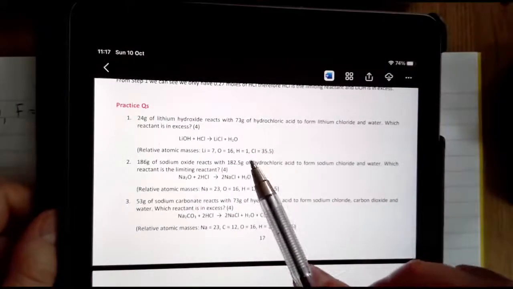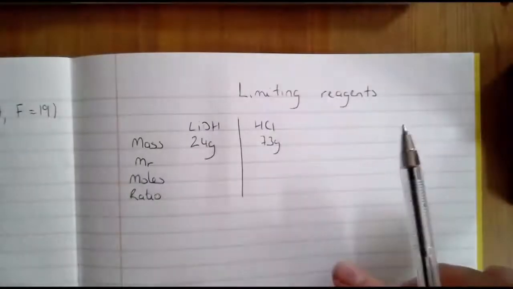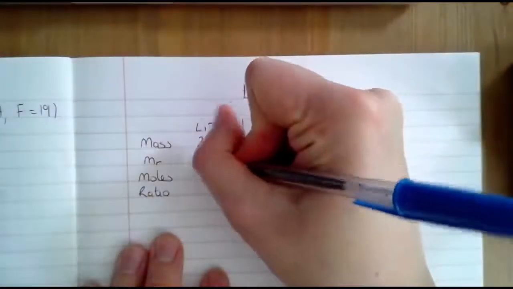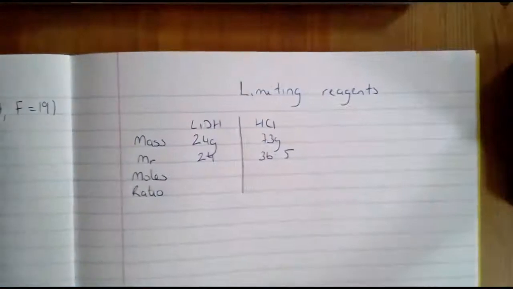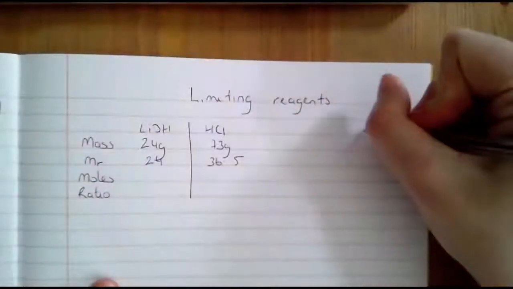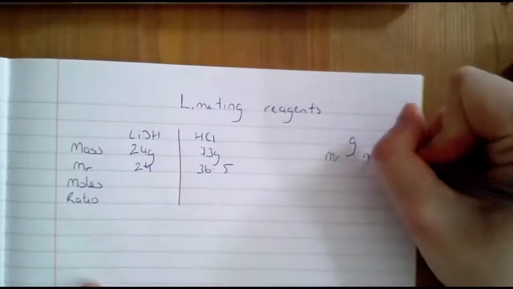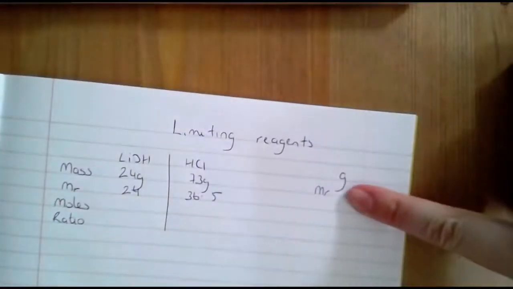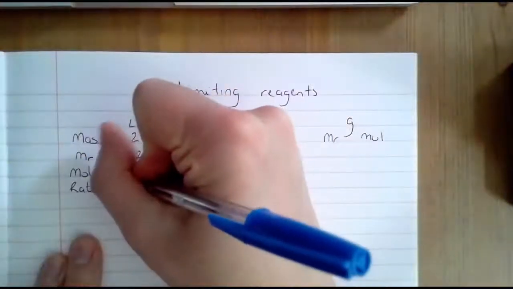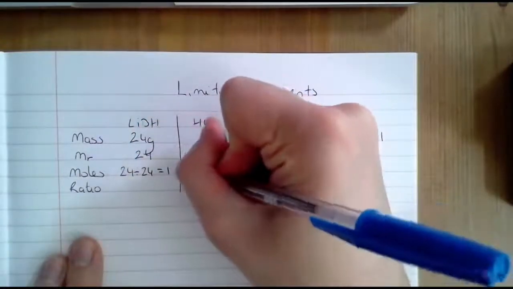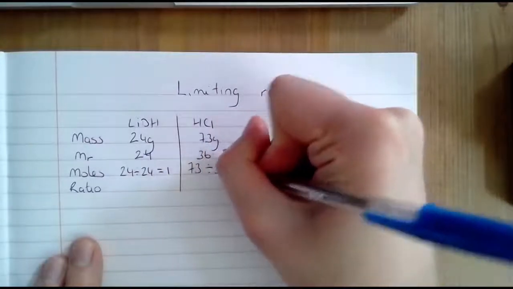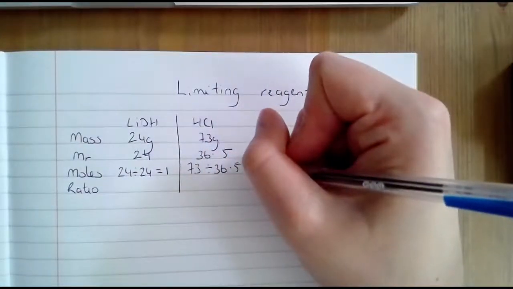And using the atomic masses that I'm given in my question, I'm going to calculate the formula mass. These are going to be the same as what I had above. So I've got 24 for lithium hydroxide, and I've got 36.5 for hydrochloric acid. I then need to find my moles, and I'm going to do that using my g Mr moles formula triangle. Moles equals mass divided by formula mass. So for lithium hydroxide, I've got 24 divided by 24, that equals 1. For HCl, I've got 73 divided by 36.5, and that equals 2.